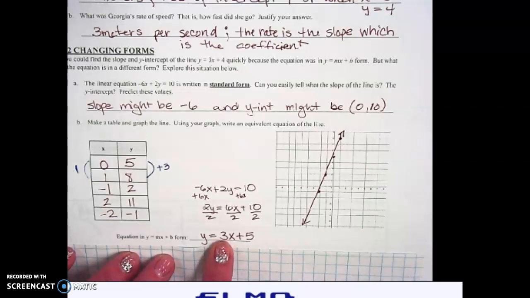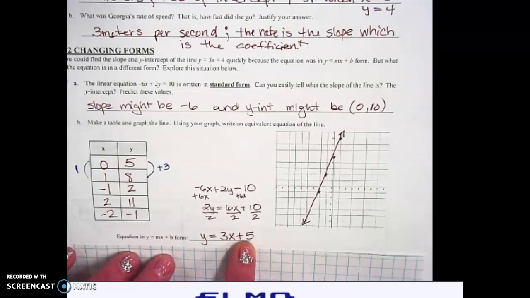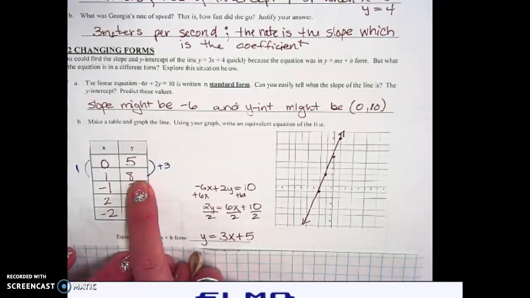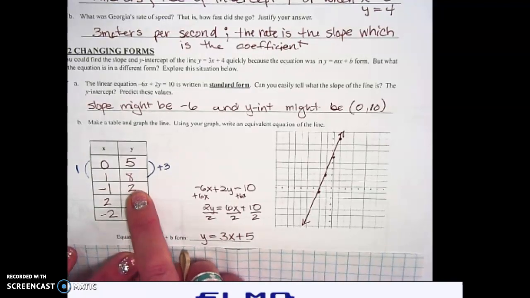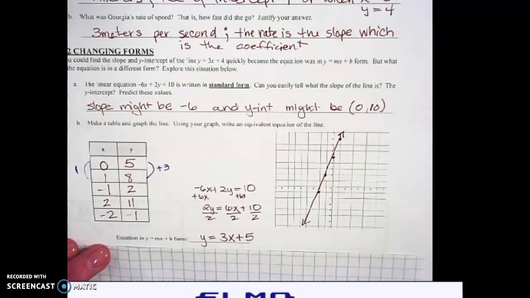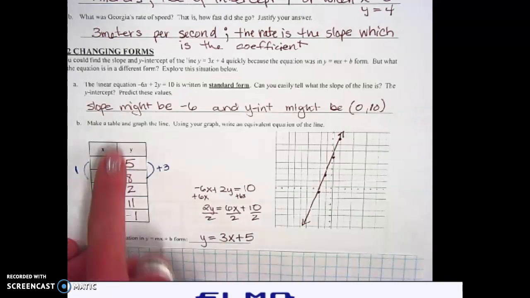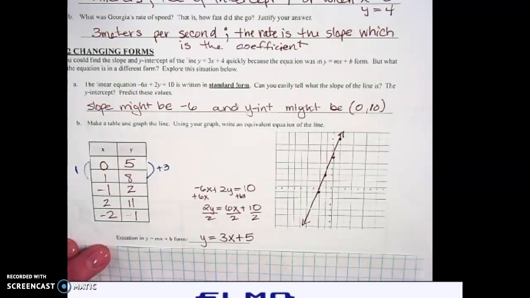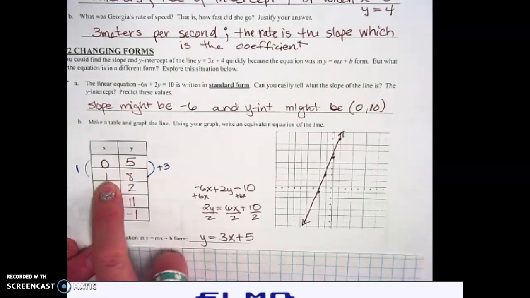So if you plug in a 1, you have 3 times 1, which is 3. 3 plus 5, which is 8. So you have a point at 1, 8. How many points do you need to make a line? 2. You only need 2, but they gave us how many boxes? 5. So they gave us more than we need. You only need 2. If you want to do all 5, go for it. But let's graph the point 1, 8.